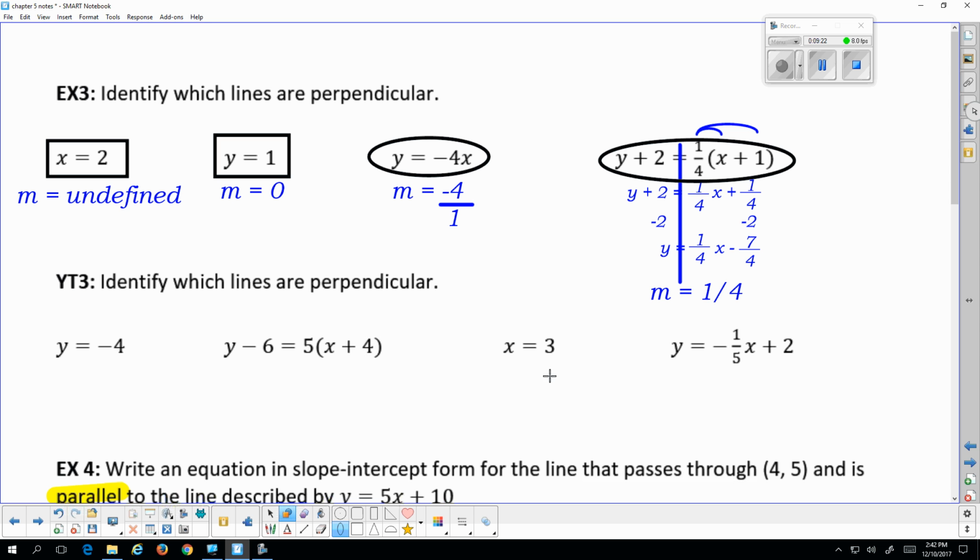So try your turn 3, come up and check your answers, and then you can continue playing the video.